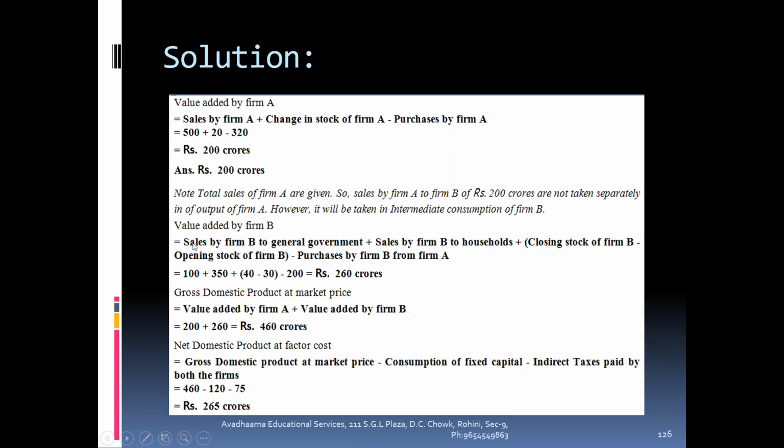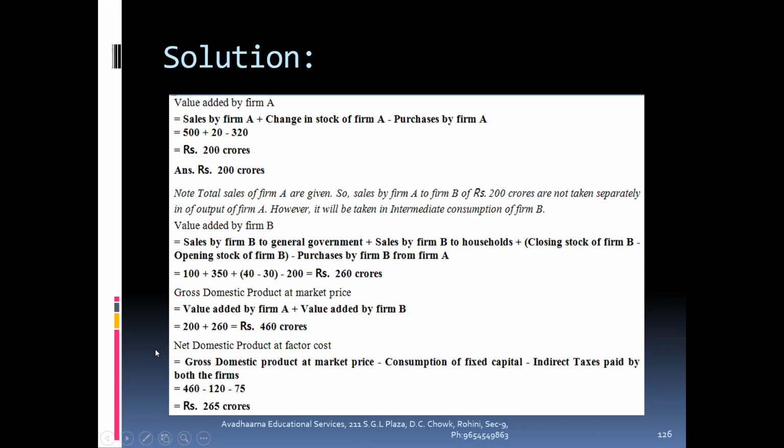Now value added by firm B will be calculated as sales by firm B to general government, to household, and then closing stock of firm B minus opening stock of firm B, that is change in stock, minus purchase by firm B from firm A. So 100 plus 350 plus in brackets 40 minus 30, brackets closed, minus 200 is going to give us rupees 260 crores. So when I add both, gross value added by firm A and gross value added by firm B, I'm going to get gross domestic product at market price, which is equal to rupees 460 crores.